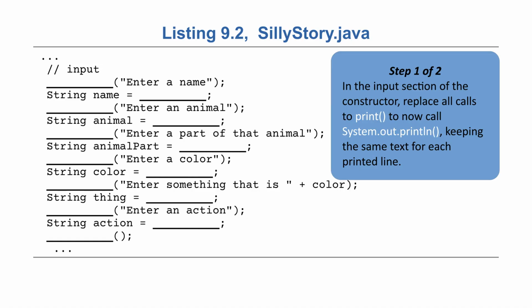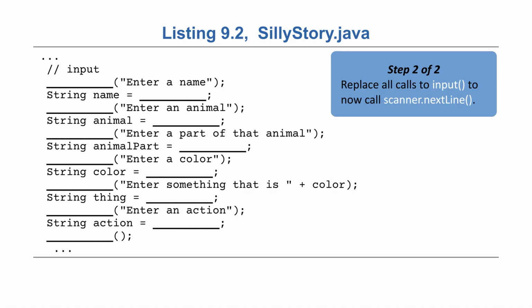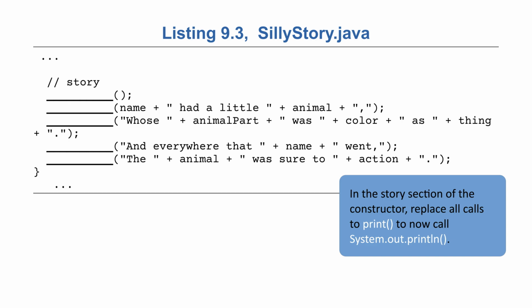In the input section of the constructor, replace all calls to print to now call System.out.println. Replace all calls to input to now call scanner.nextLine. Note, this is the third listing of exercise 9. In the story section of the constructor, replace all calls to print to now call System.out.println. Run it. What happened? It should not have opened a window. You should have been able to enter all the information you requested, and it should have printed the silly story with the text you entered in the Eclipse output console.